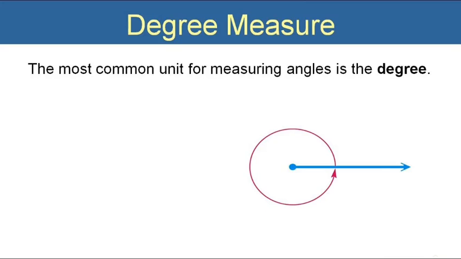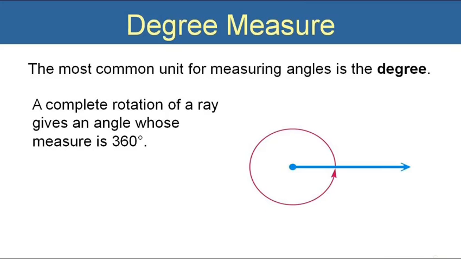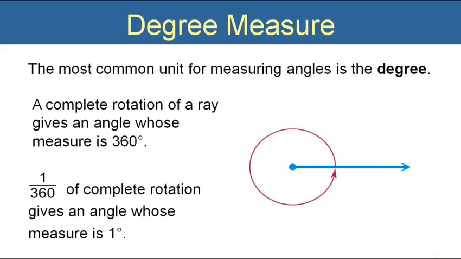Usually we measure angles in degrees. A full rotation all the way around the circle is 360 degrees. And of course 1/360th is 1 degree. So a degree is actually pretty small, and you can't exactly measure with your eye exactly 1 degree, but 360 degrees make the whole circle.